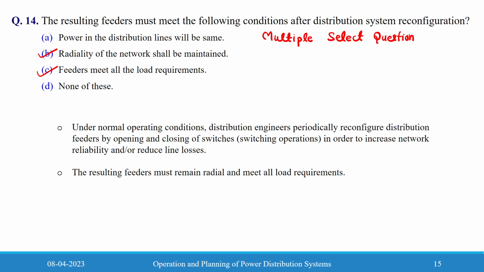I have written down here about distribution system reconfiguration. Under normal operating conditions, distribution engineers periodically reconfigure distribution feeders by opening or closing switching operations in order to increase network reliability or reduce line losses.